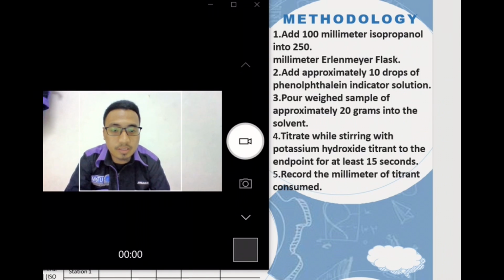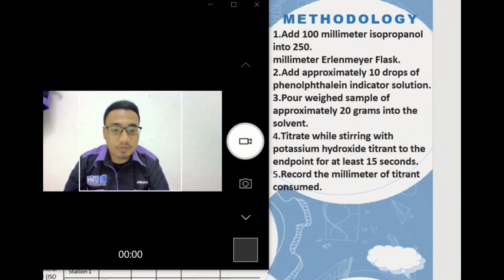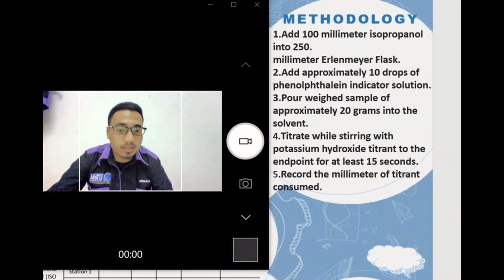For the third step, pour a weighed sample of approximately 20 grams into the solvent. And for the fifth step, titrate while stirring with potassium hydroxide titrant to the endpoint for at least 15 seconds.